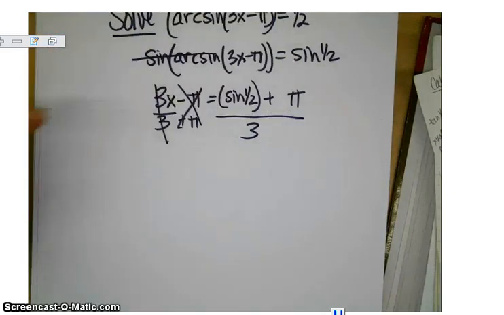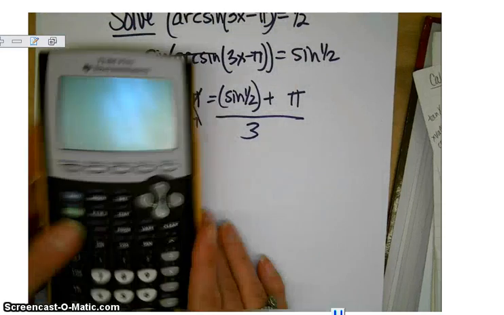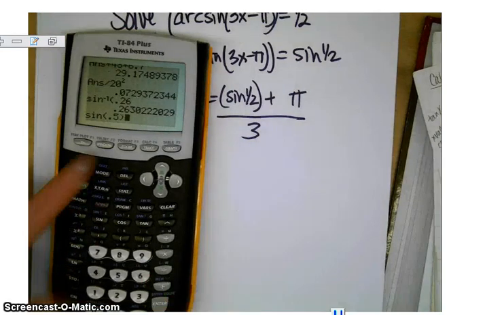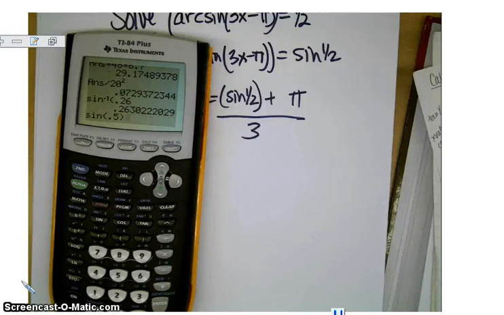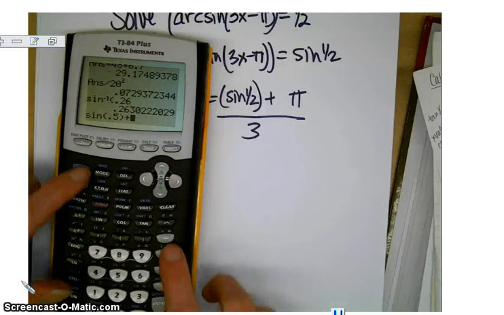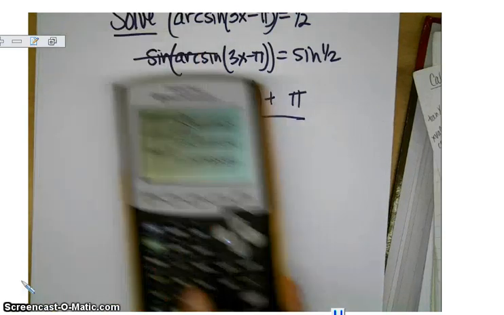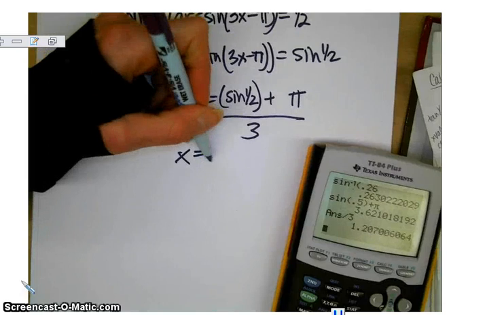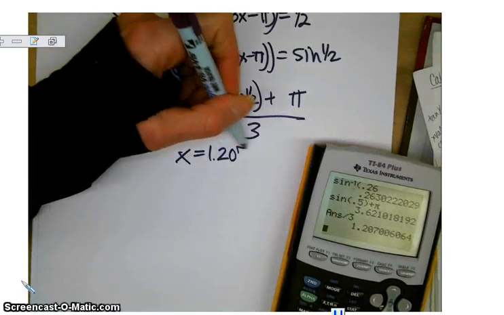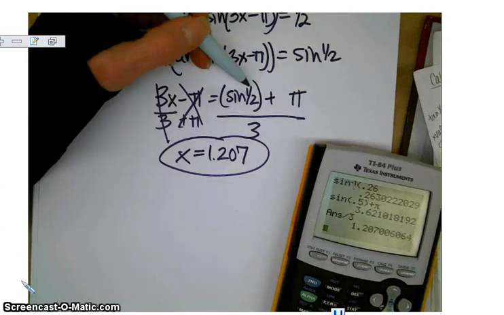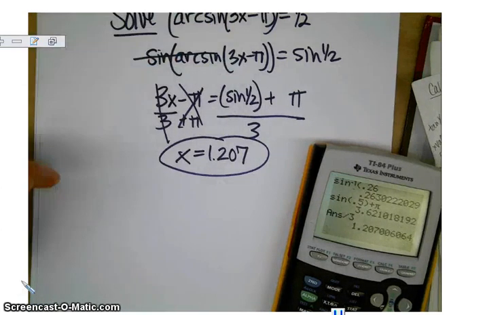So I'm just going to get my calculator out. I'm going to find the sine of 0.5. I'm going to end the parentheses, because that's the only thing I need to find the sine of, plus pi. Find out what that equals, and then divide that by 3, and I get that x is equal to 1.207. Just make sure you're in radians, because you're finding the sine of 1/2 being a radian measure of an angle.